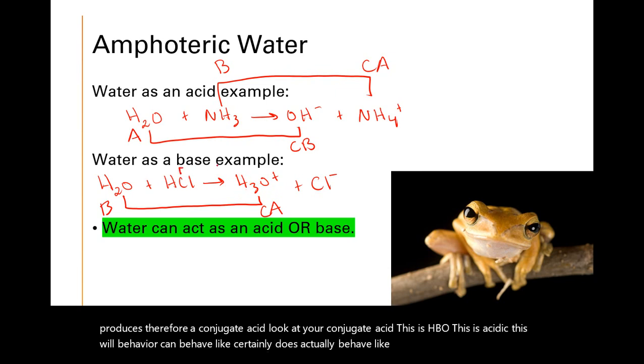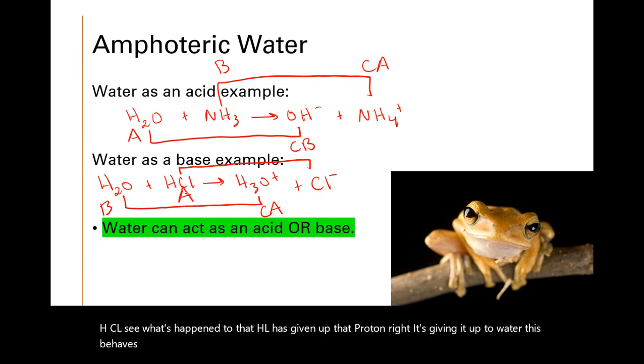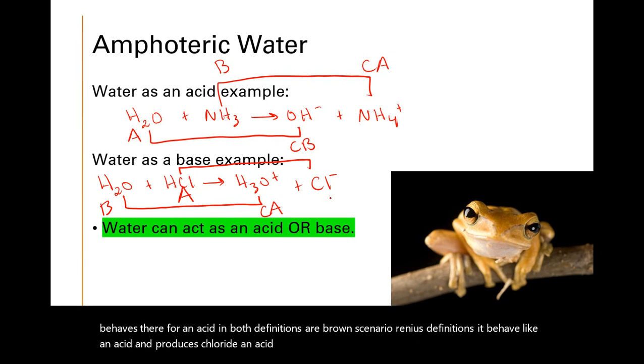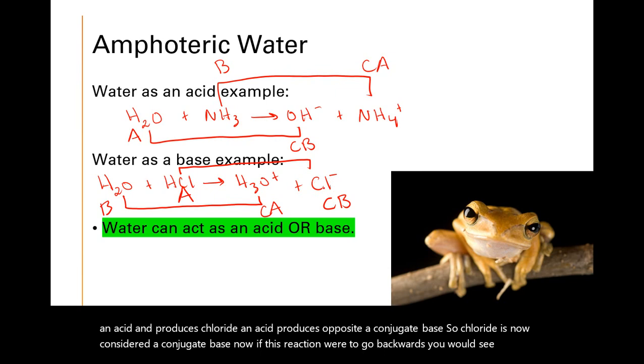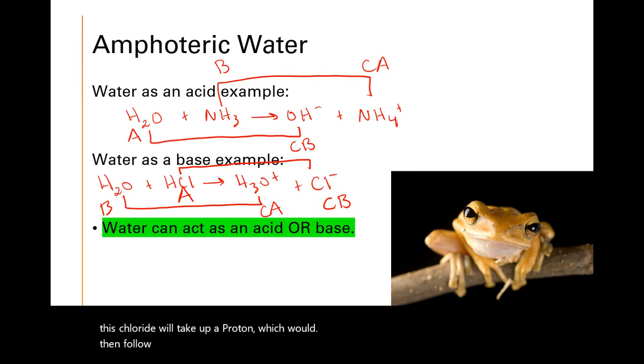Now HCl, see what's happened to that. HCl has given up that proton. It's given it up to water. This behaves therefore like an acid in both definitions, your Bronsted-Lowry or Arrhenius definitions. It behaves like an acid, and that produces chloride. An acid produces, opposite, a conjugate base. So chloride is now considered a conjugate base. Now, if this reaction were to go backwards, you would see that this chloride will take up a proton, which would then follow that classification as a conjugate base. Reactions going backwards, that's something you'll learn later. Okay, not this year. So water essentially can act as an acid or a base.